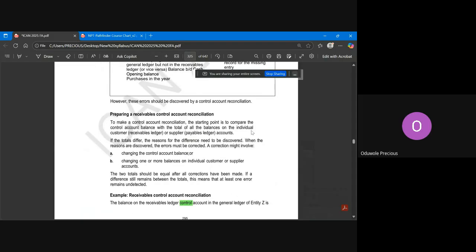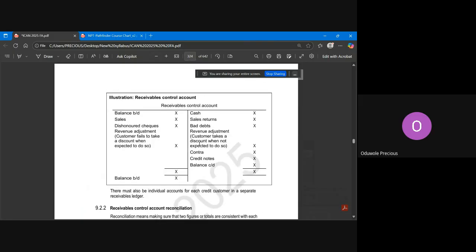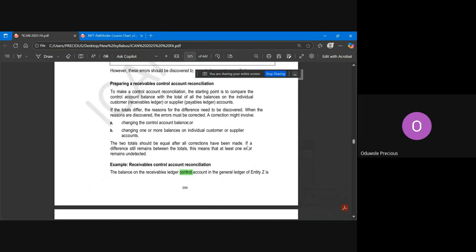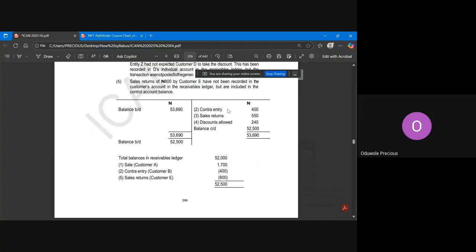Let's go back to the format. All these things are what I've explained already. See, this is it: customer takes a discount when it is not expected to do so, on the credit side. So in our question, we also go back and put it on where? On the credit side as 240.